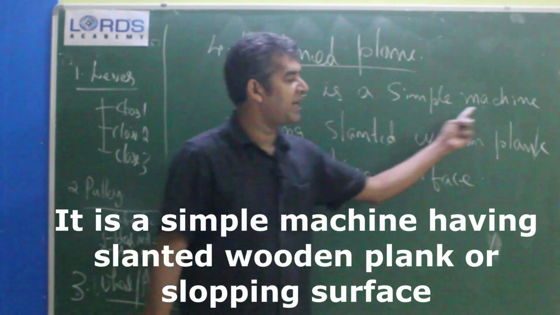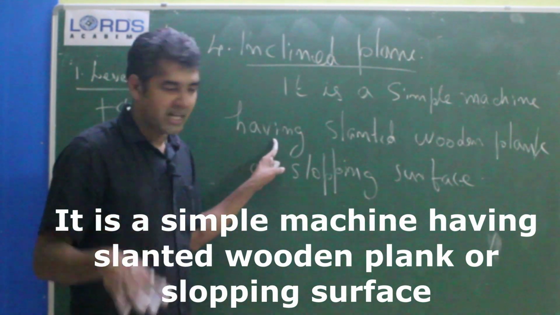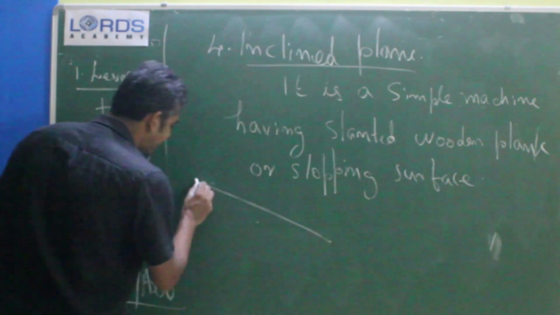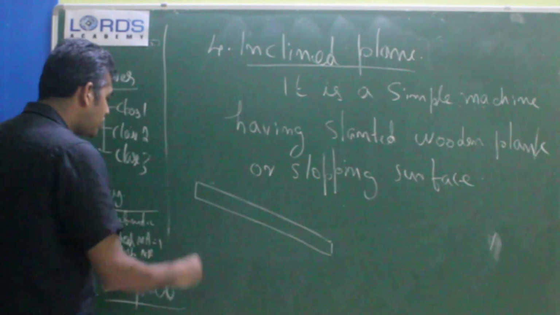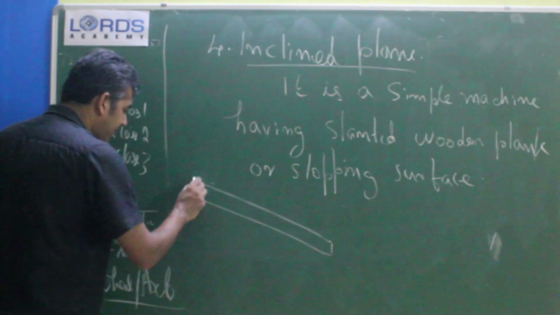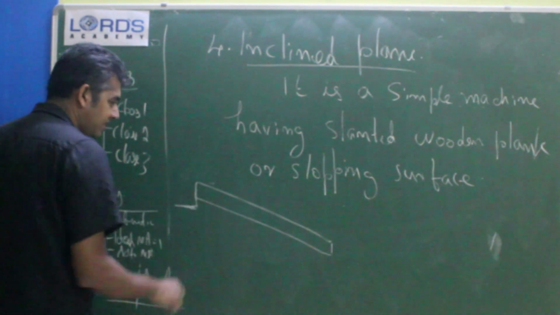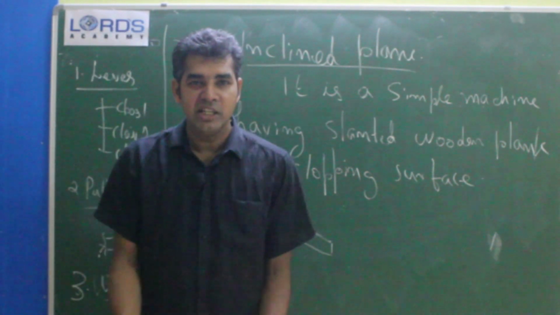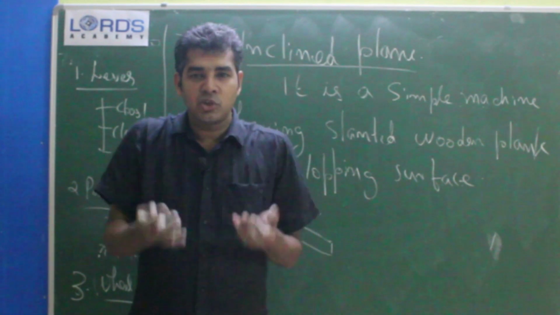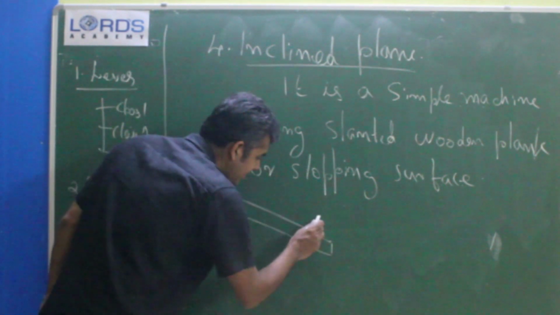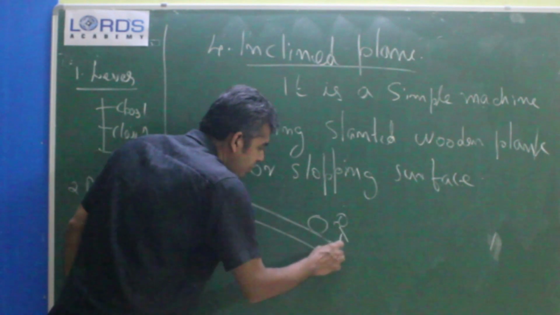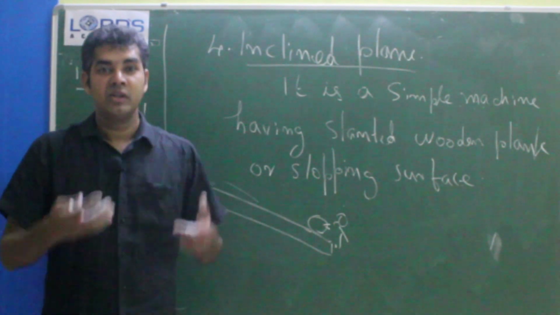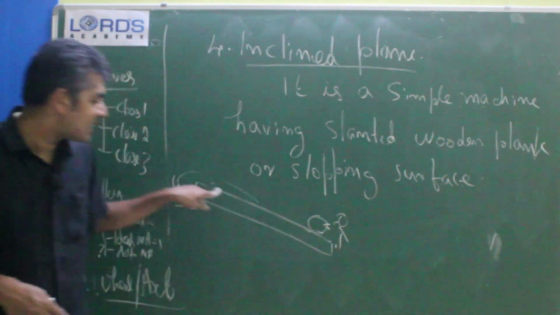So up to this you are clear, it's a simple machine. Having means it has a slanted wooden plank. We have seen when we are loading something into a truck or vehicle, instead of lifting the weight, we place the object over here and push it. So easily we can load it than lifting and loading. Our effort will be less when we are using this slanted wooden plank.